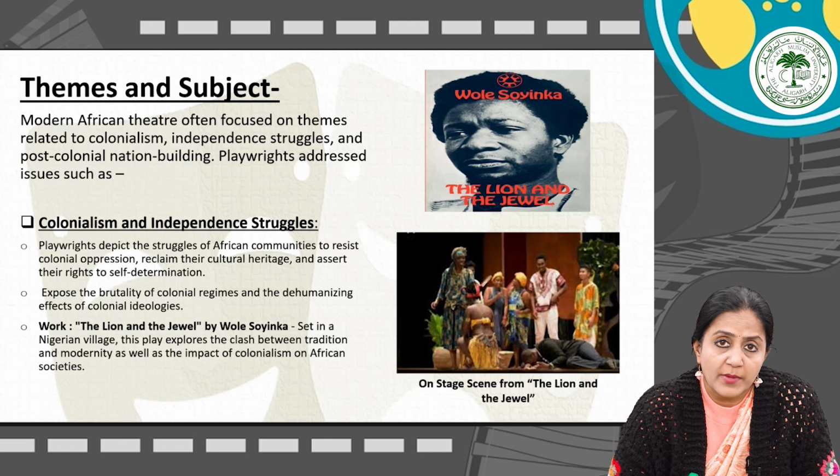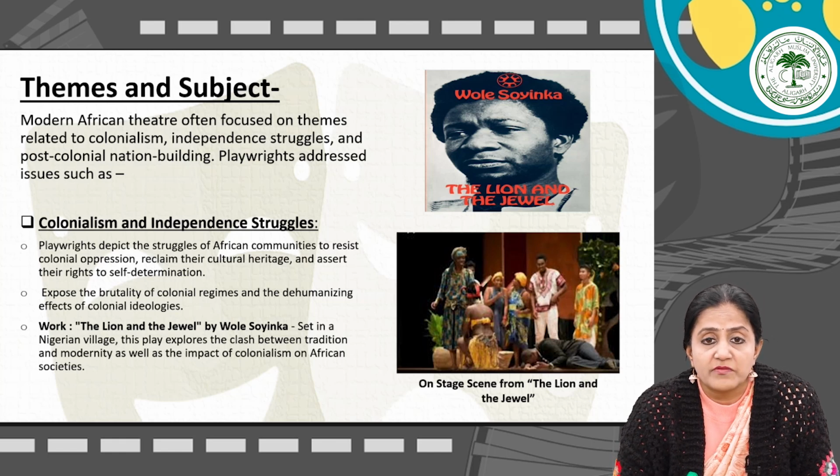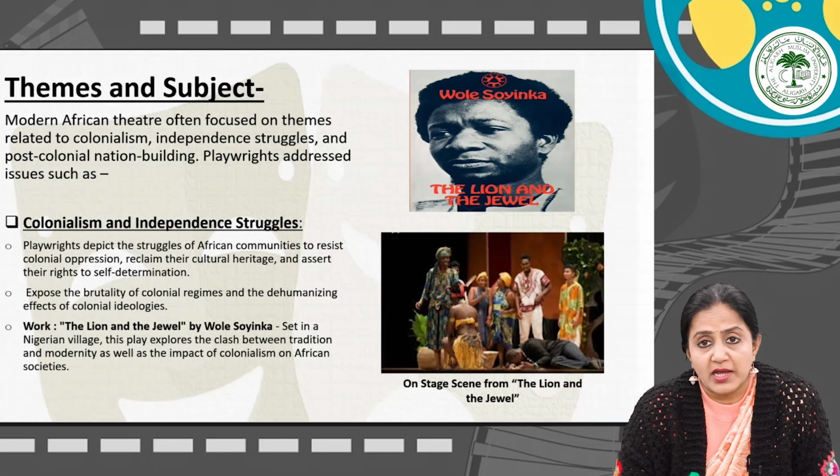But theatre became an important tool to tell these stories of pain and atrocities, where the dehumanizing effects of colonial ideologies were visible. The Lion and the Jewel by Wole Soyinka, for example, is set in a Nigerian village. This play explores the clash between tradition and modernity and the impact of colonialism on African societies. Some of the pictures are visible to you for reference, to have a general idea.